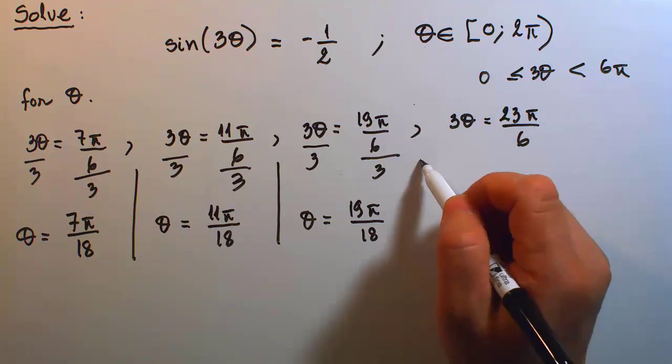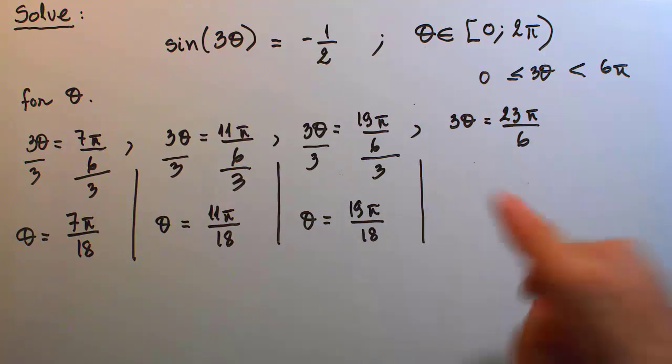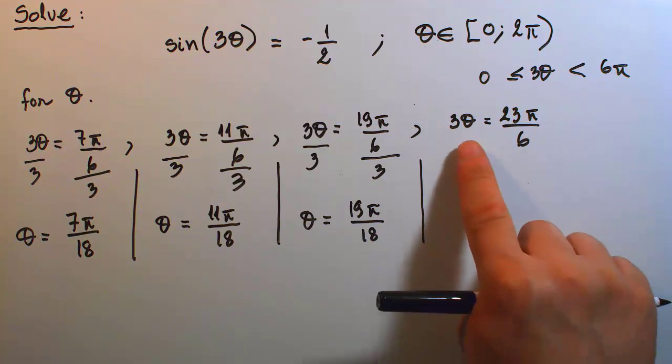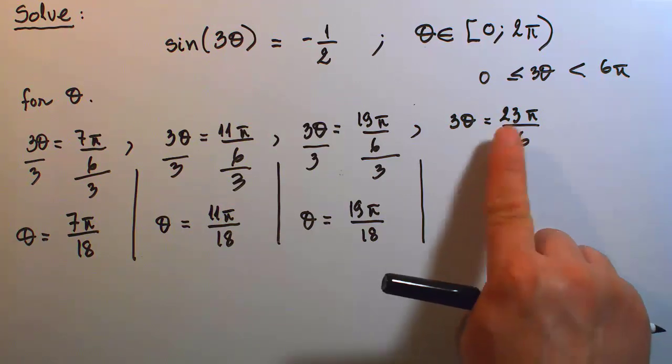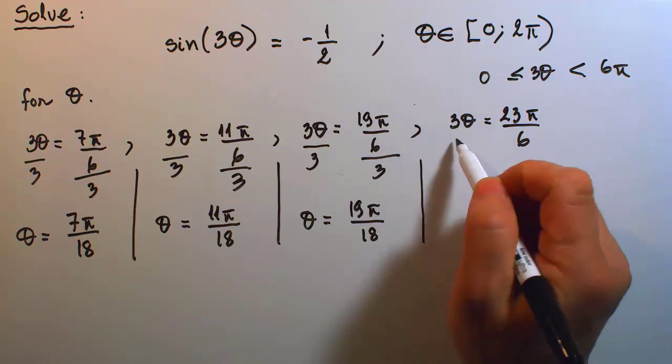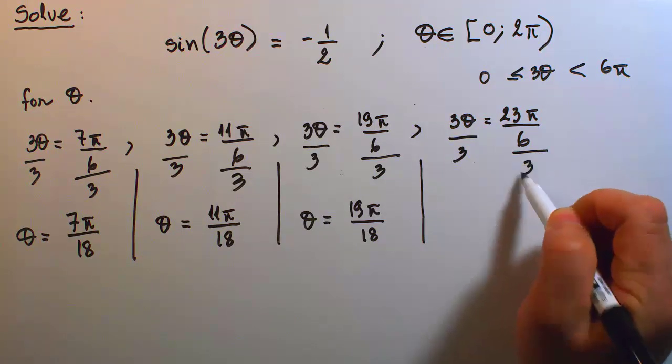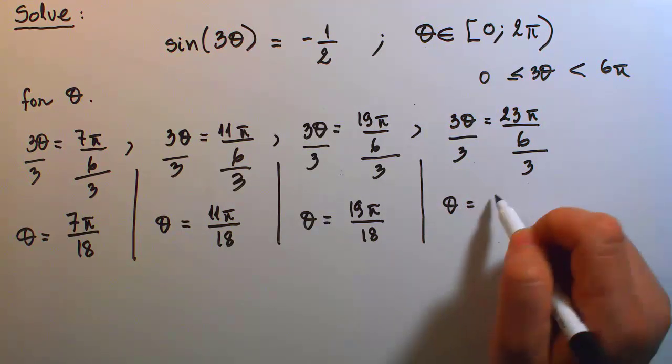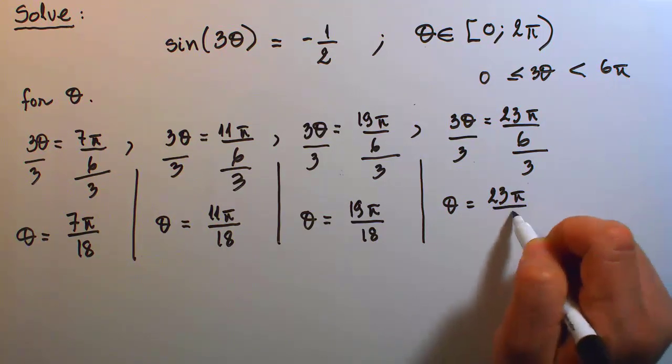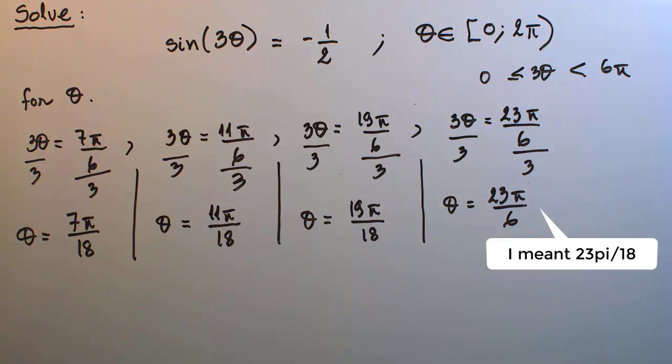And the fourth equation here is reading 3 theta equals a different value, 23 pi over 6. We can now solve for theta by dividing both sides by 3. And now theta equals 23 pi over 18. And as I said earlier, I was short in space, but now I still have a little bit of space remaining. So the other two values for 3 theta that I didn't write down earlier: 3 theta can also equal 31 pi over 6.